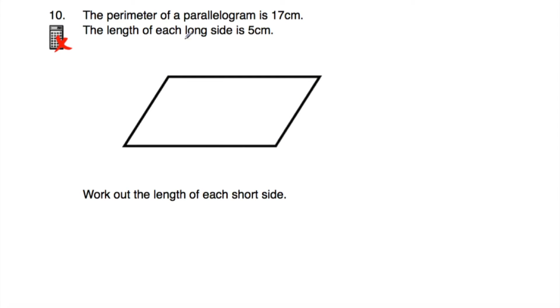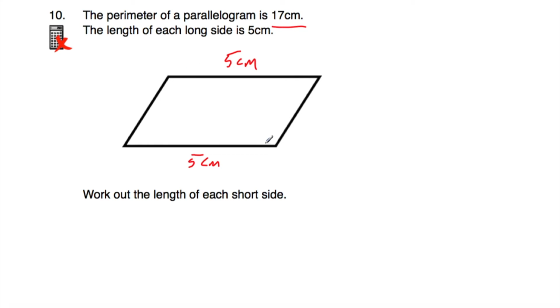And it says the length of each long side is 5 centimetres. So that means the length of the top is 5 centimetres, and the length of the bottom is 5 centimetres. And we've been asked to work out the length of each short side. So we want to find the length of each one of these short sides. So let's find the perimeter of the whole shape. So the perimeter of the whole shape is 17 centimetres.